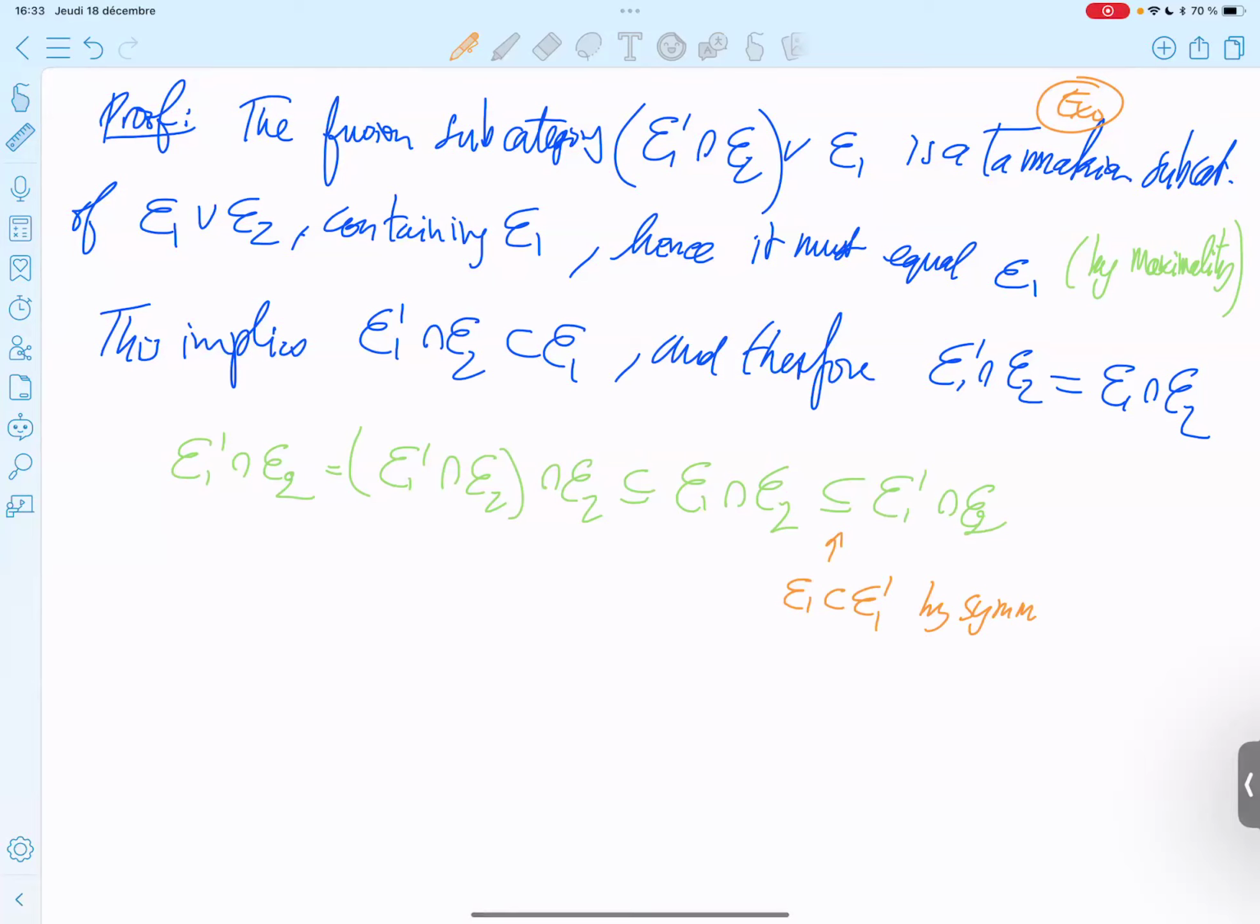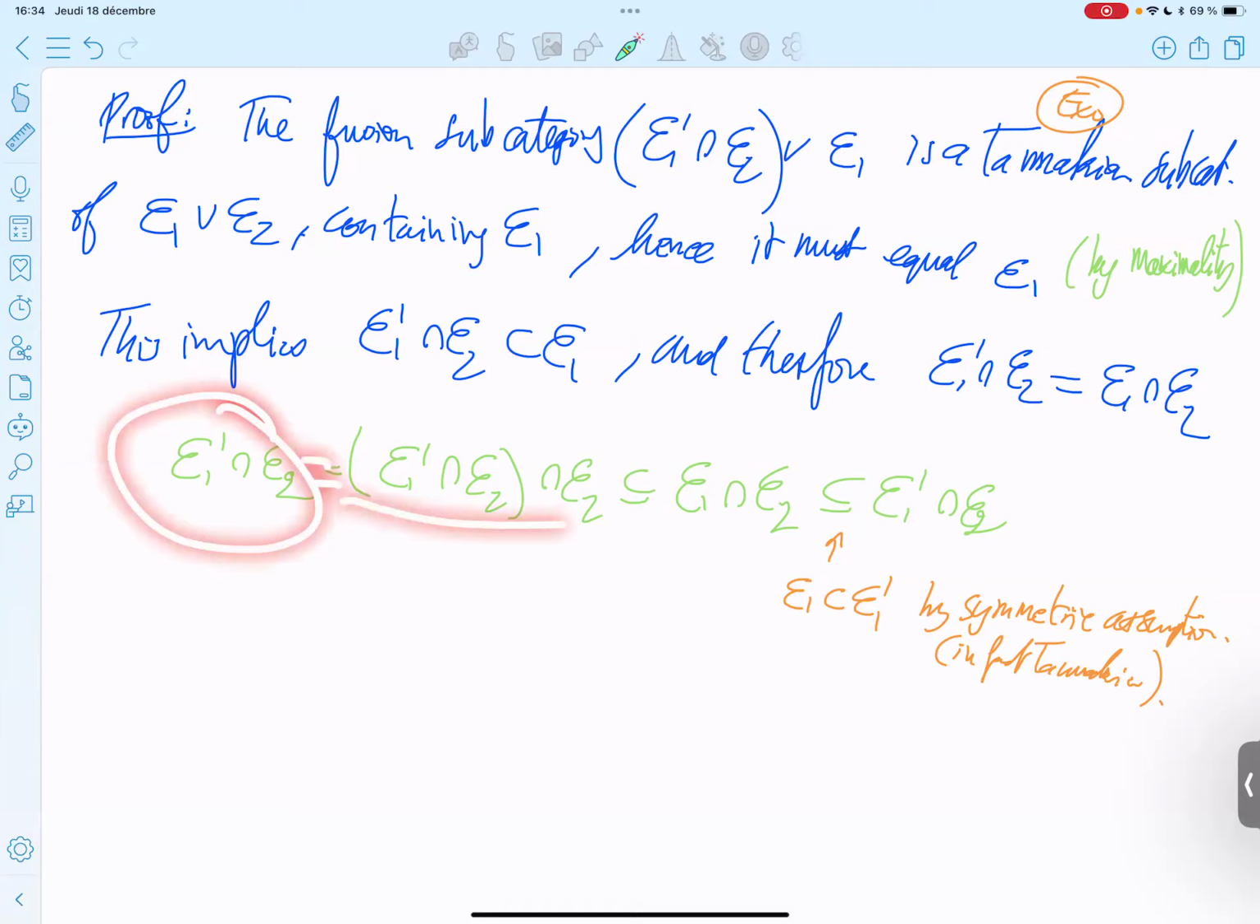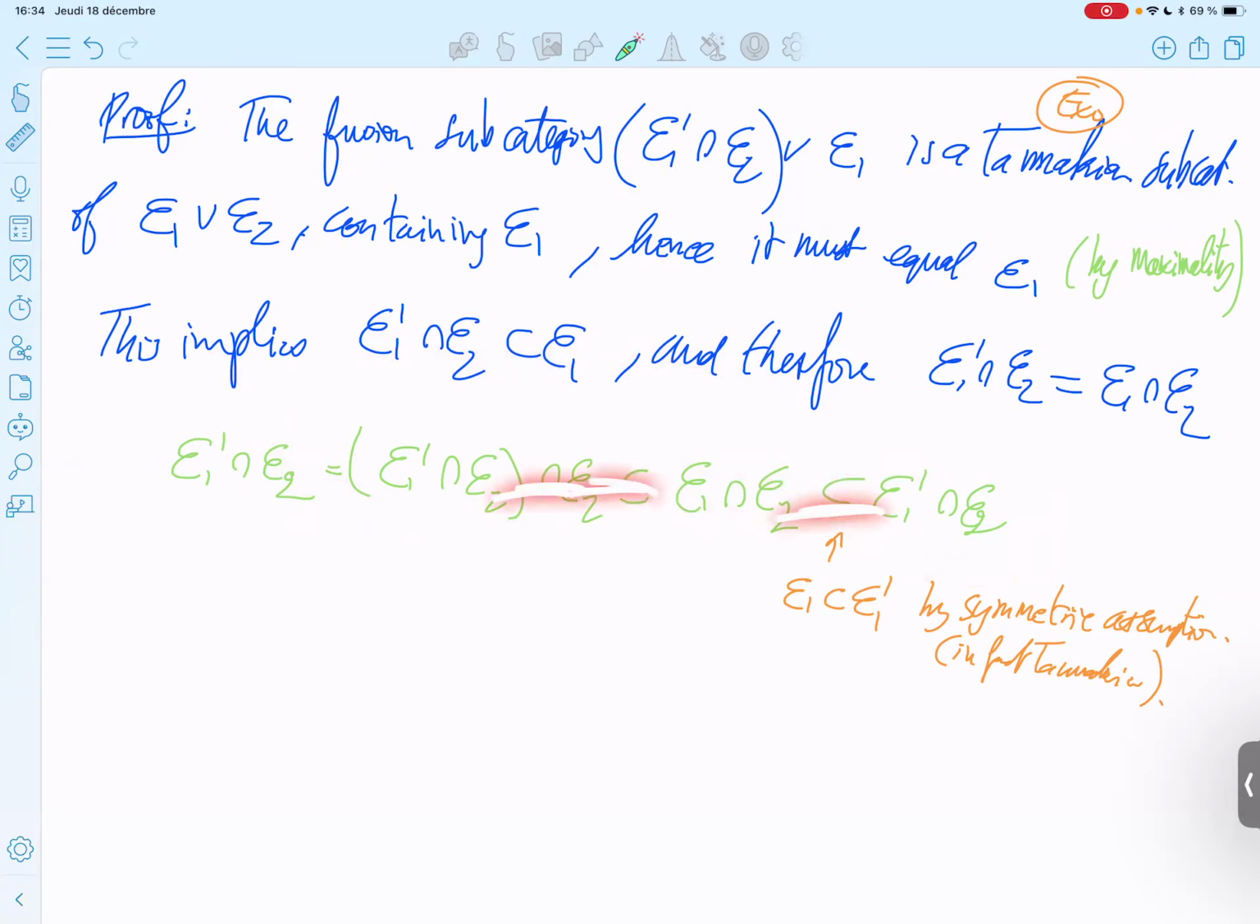It is just the symmetric assumption. In fact, you only need symmetry to get this inclusion. So you get this included in this, but look, they are the same here: E1' ∩ E2, E1' ∩ E2. So they are all equalities everywhere.